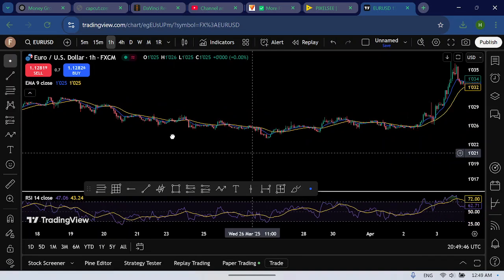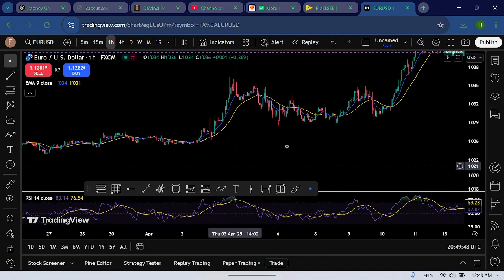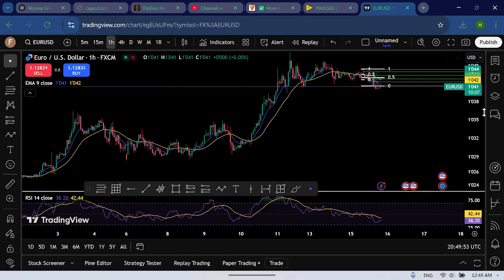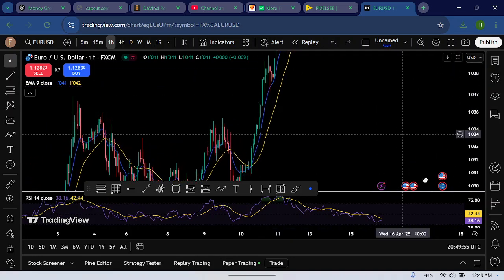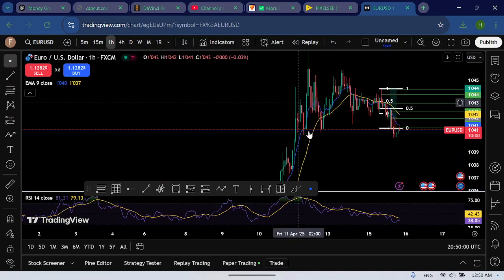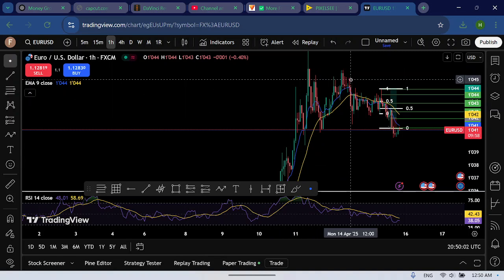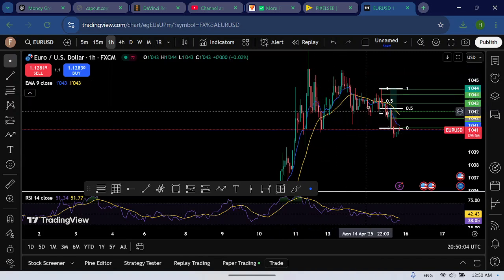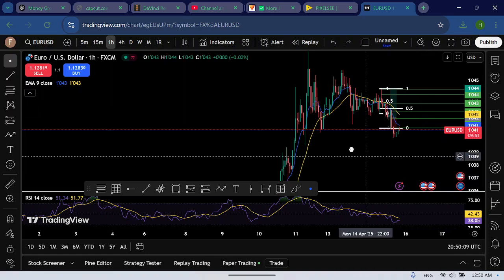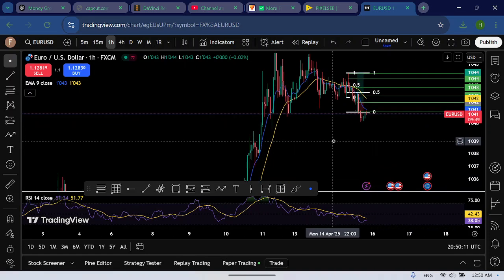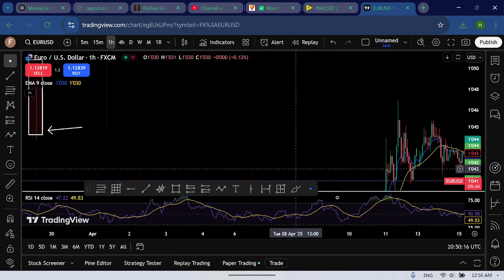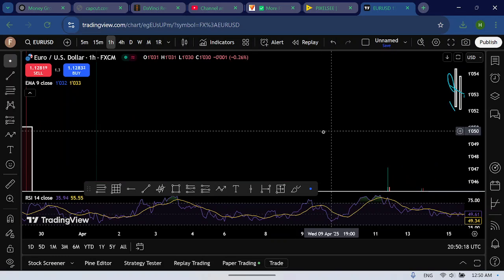And as you can see, it made a higher high, higher low, higher high, higher low, higher high, higher low, higher high. Sorry, lower high, lower low, lower high, lower low, lower high, lower low, lower high, lower low. It's having a completely new reversal. So basically, it's a reversal game when you talk about trend.